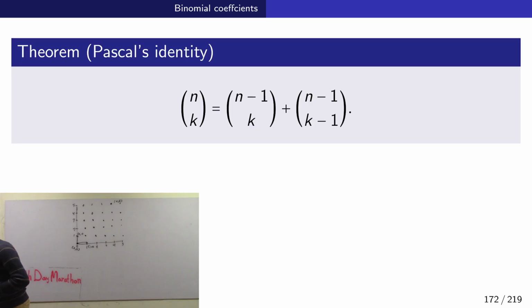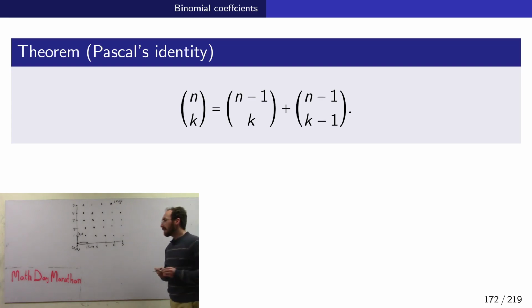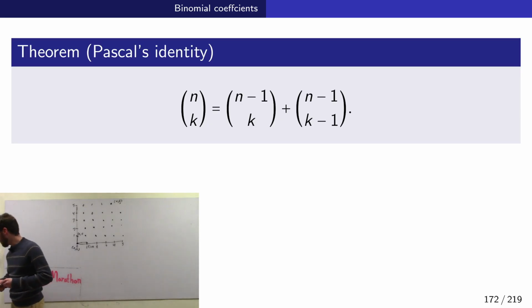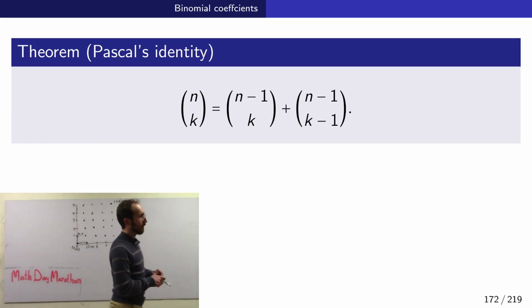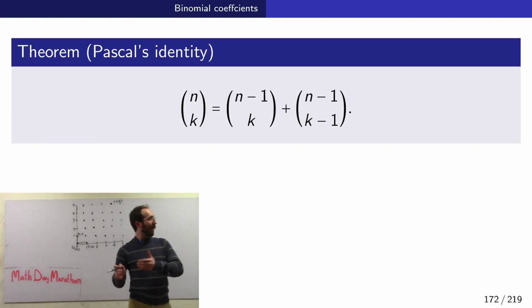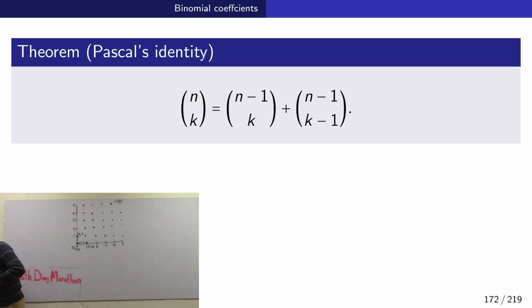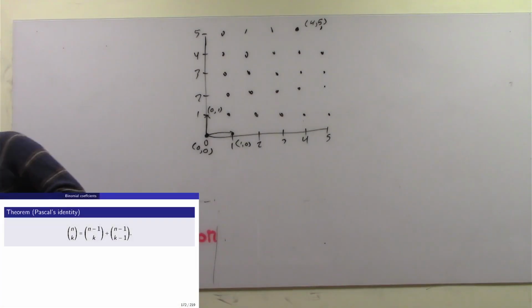But Pascal's identity, what does it say? It says that n choose k, that is, choosing k elements from a set of size n, is equivalent to the sum of n minus 1 choose k and n minus 1 choose k minus 1. That is, choosing k elements from an n minus 1 set or choosing k minus 1 elements from an n minus 1 set. So what the heck does that have to do with lattice paths?